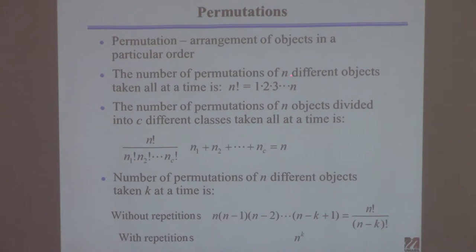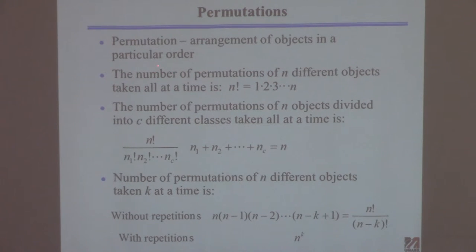So if you have n different objects, the number of permutations, the number of different ways they can be arranged with regard to order, is n factorial. For example, if you want to know why the alphabet is so useful, you could calculate 26 factorial, right? There's a lot of ways to use it.